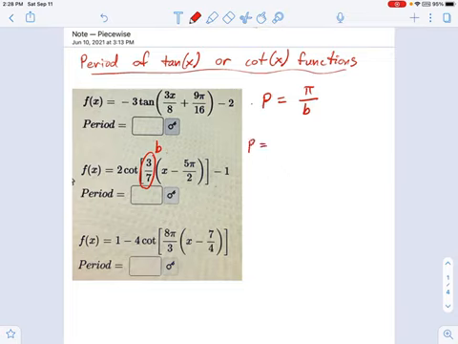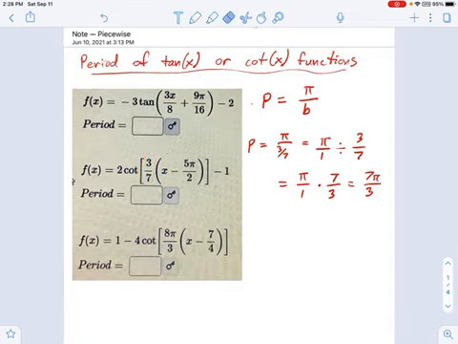Okay, period equals pi divided by 3/7, which I prefer to think about my division this way: pi over 1 divided by the fraction 3/7. And if I write it in the old-fashioned 4th grade style, then I can easily flip my fraction around and turn it into a multiplication problem. Remember, keep, flip, change. So this becomes a period of 7 pi over 3. And you'll get very fast at this as you get some practice.